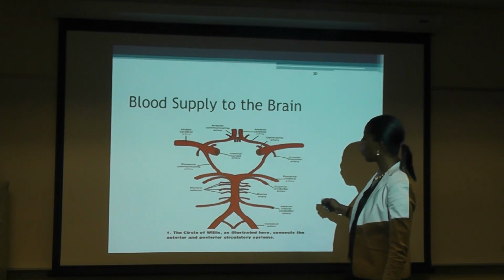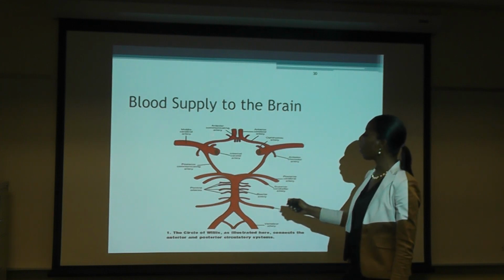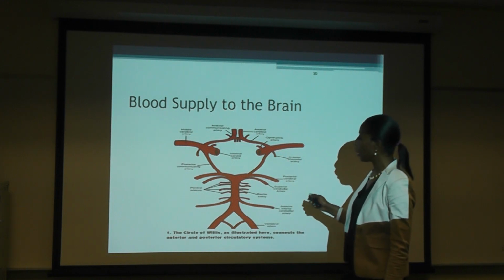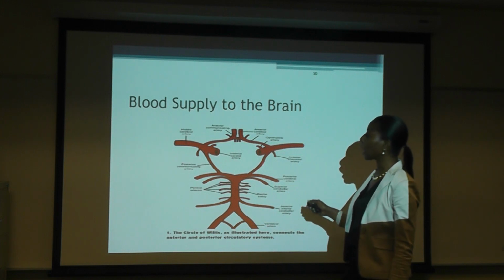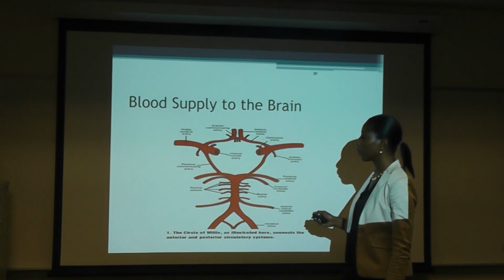The posterior communicating artery, middle cerebral artery, anterior cerebral artery, and anterior communicating artery all make up the front circulation of the brain. And these actually join together to form the circle of Willis. This is the circle of Willis here, okay? And this circle of Willis is what is responsible for that collateral circulation that the frontal aspect of the brain has, okay?